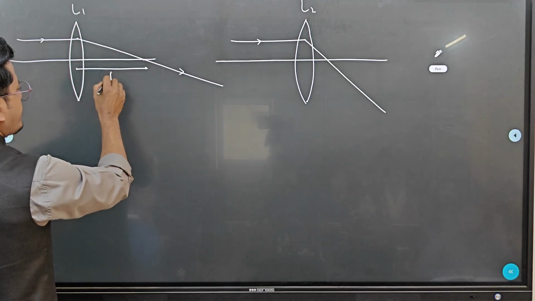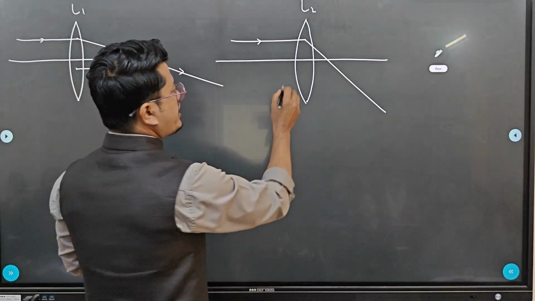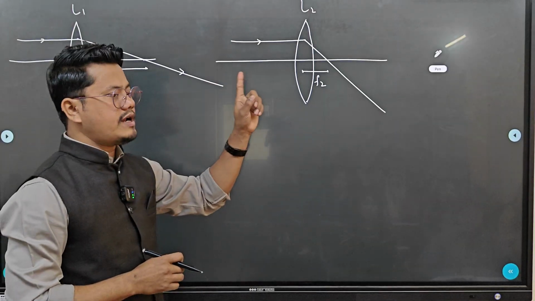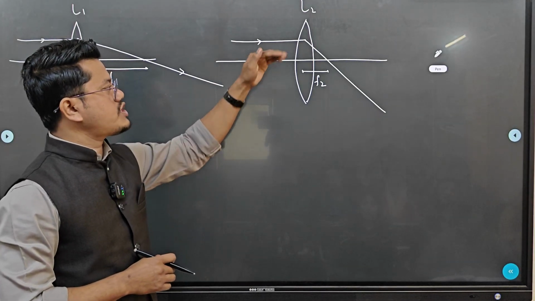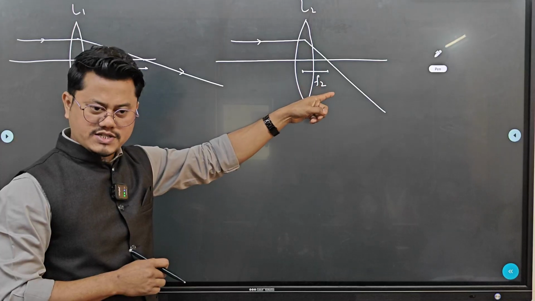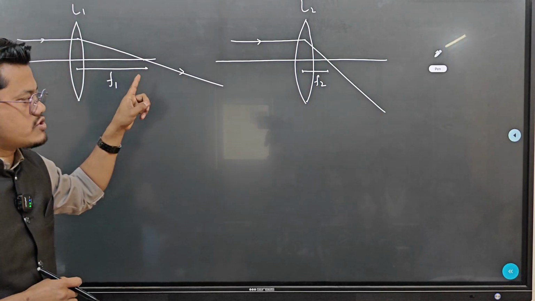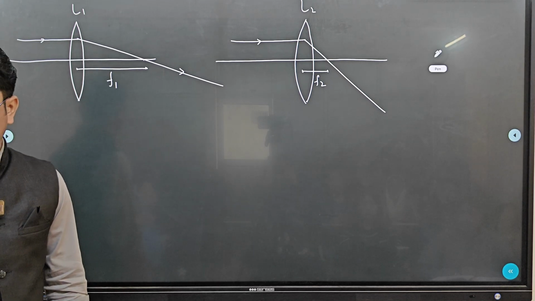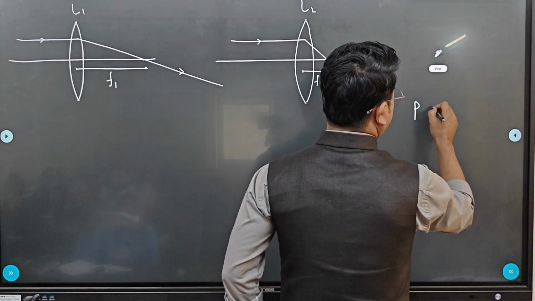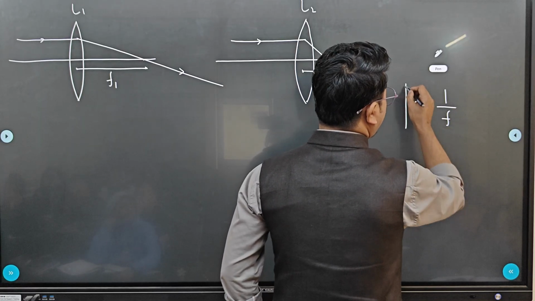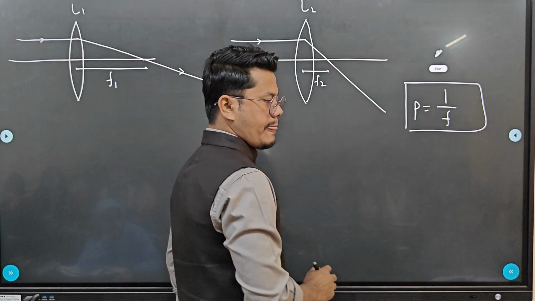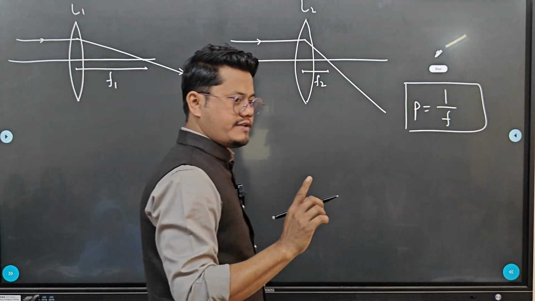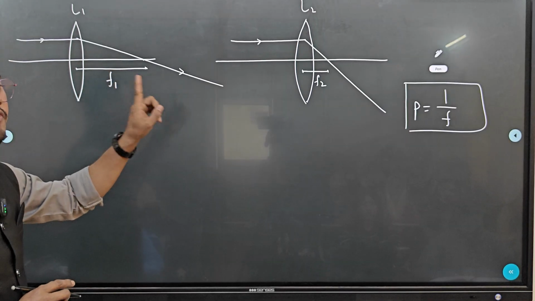There is a reason why the focal length of L1 is more than the focal length of L2. It clearly indicates that lenses which have more power have less focal length, and lenses which have less power have more focal length. So from here we can derive the idea that focal length and power are reciprocal to each other. More power, less focal length. More focal length, less power. This is in the case of convex.